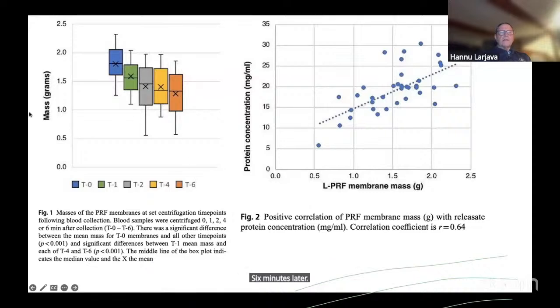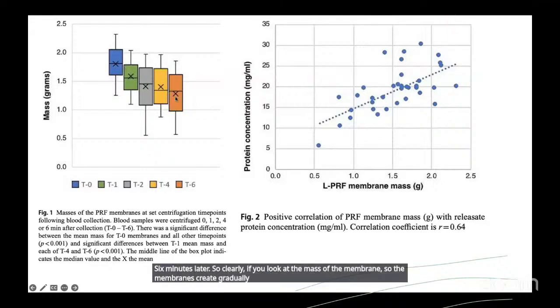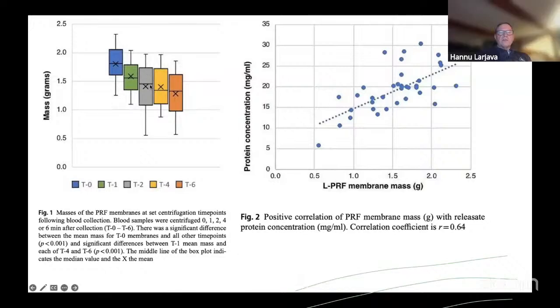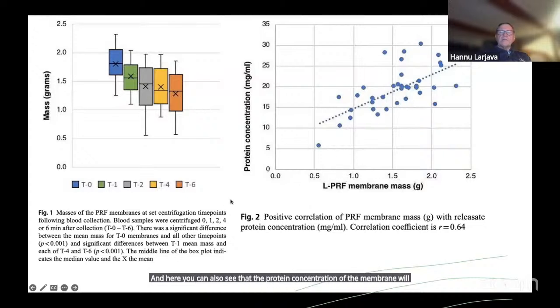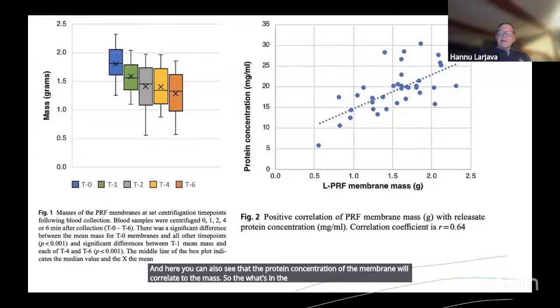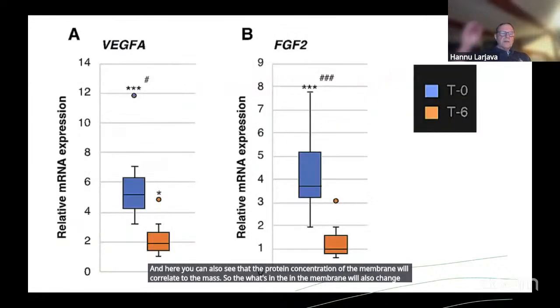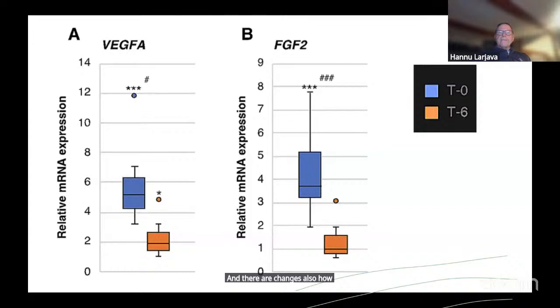So clearly, if you look at the mass of the membrane, the membranes get gradually smaller if you keep them on the bench. But there's a lot of individual variation from patient to patient. And here you can also see that protein concentration of the membrane will correlate to the mass. So what's in the membrane will also change in terms of proteins. And there are changes also in how the membrane will regulate gene expression in fibroblasts.